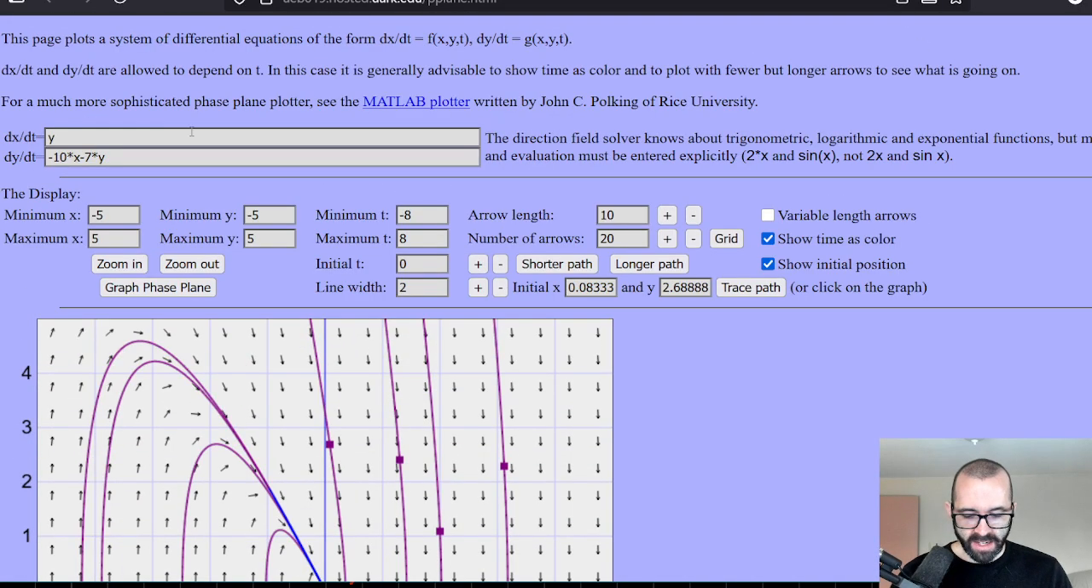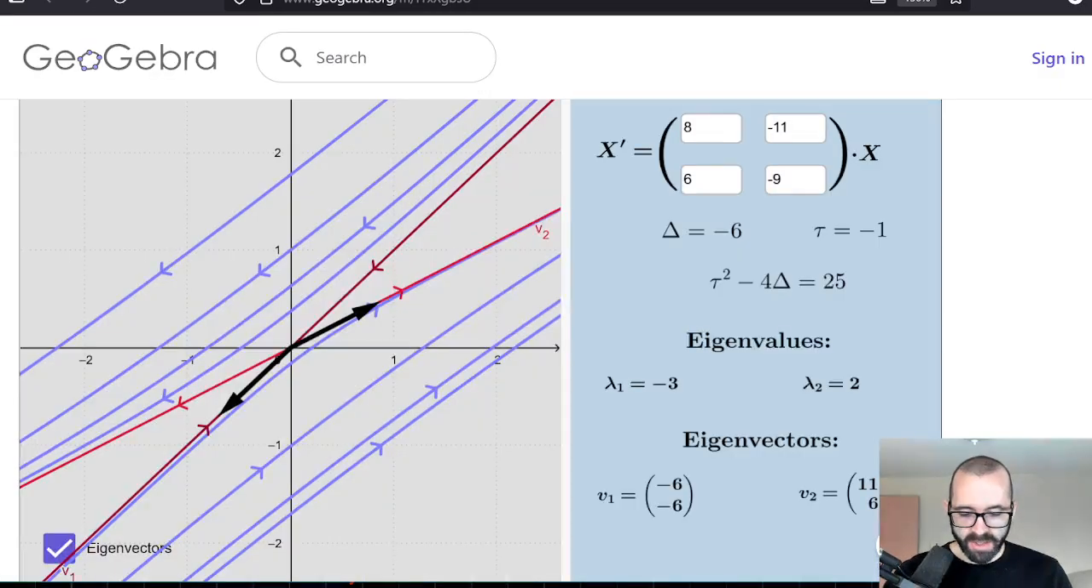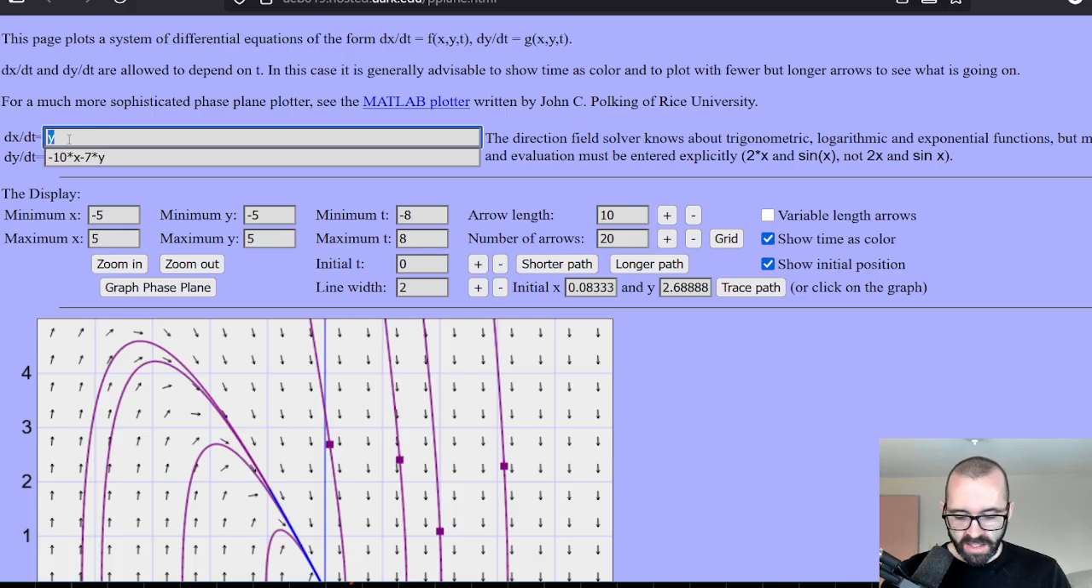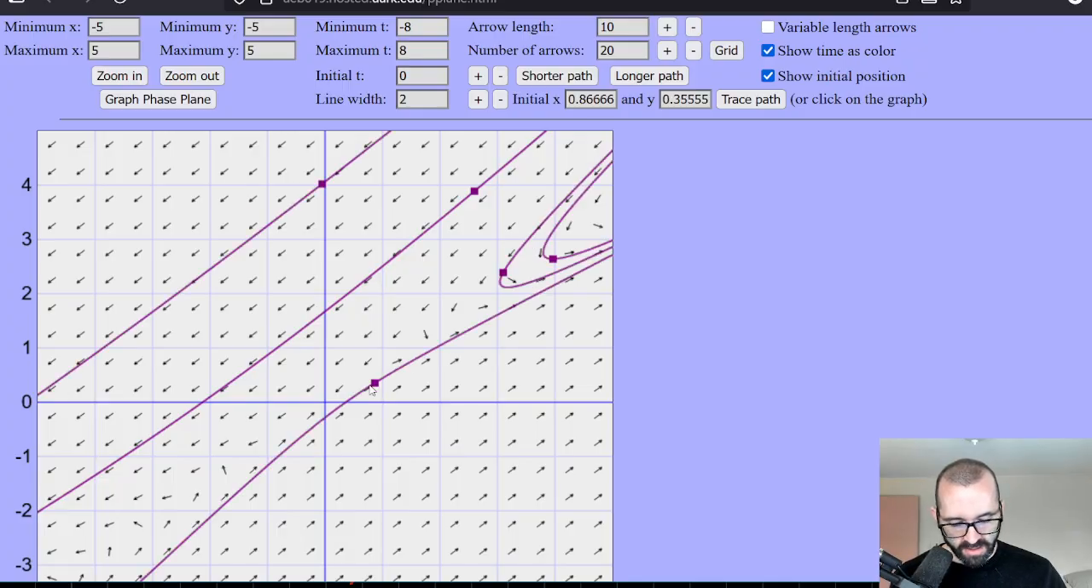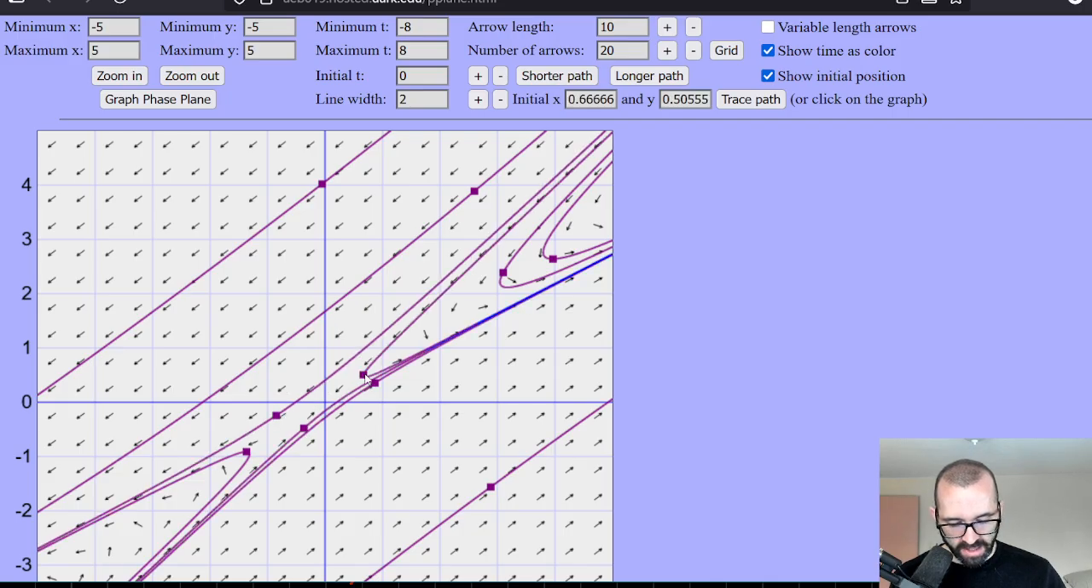If we really wanted to see it, maybe a nicer phase plotter, we could use that older one. I like this one because it shows the eigenvectors really easily. I don't think there's a place to show eigenvectors here. But yeah, this is just 8 times x minus 11 times y. This is 6 times x minus 9 times y. And again, we can just see exactly what's happening over here. We can plot a bunch of solutions. Oh, look. Yeah, you can see that, right? You can get those middle solutions that we were kind of missing in the other one. These ones that kind of look hyperbolic.